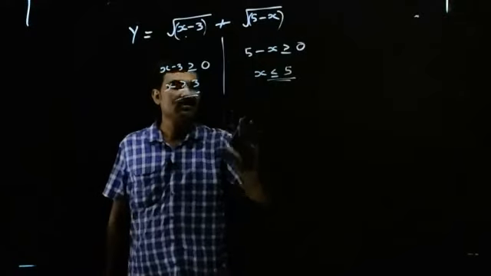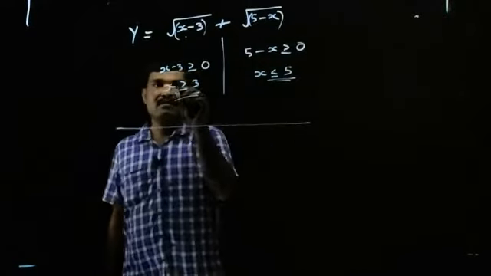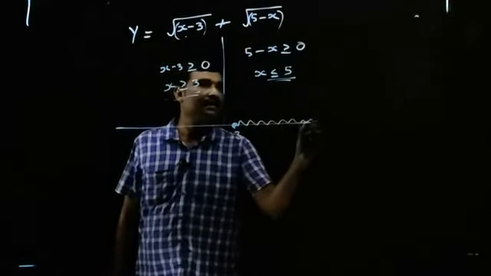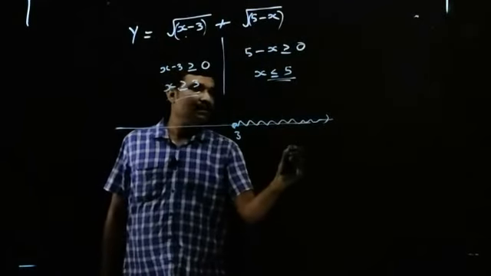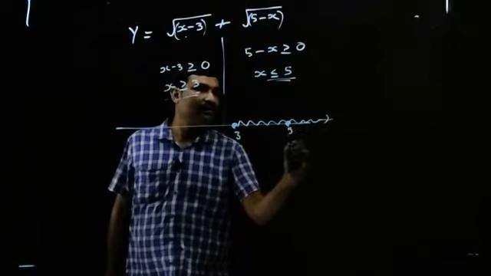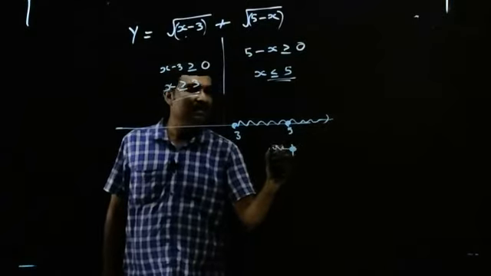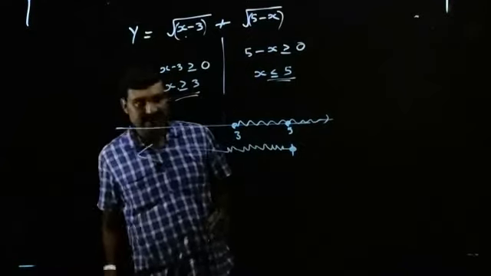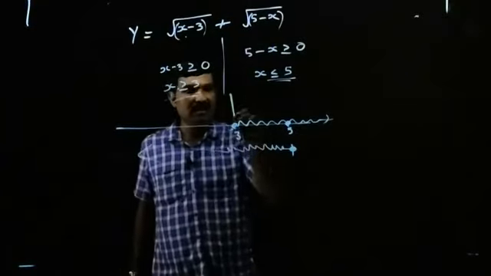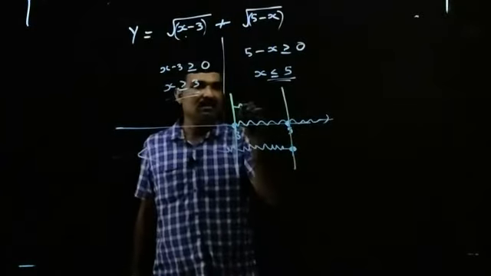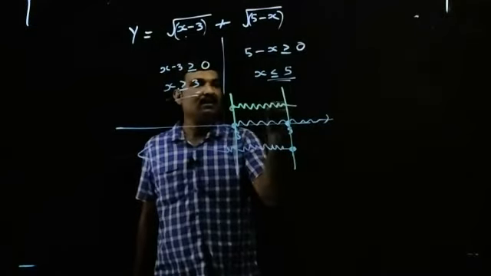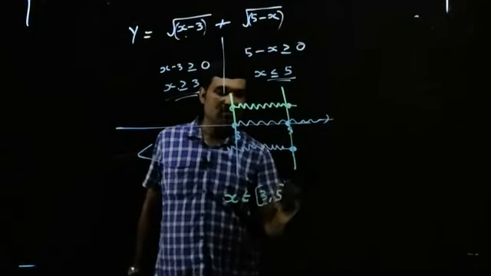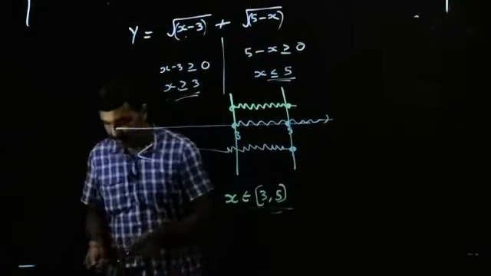Or x less than or equal to 5. So on the number line, we can represent this portion as we have 3. 3 is included, so all this section is greater than 3. For this section, we can write 5. 5 is included. All this section is less than 5. So by combining these two, or the intersection of these two, we will get the domain as this portion. This portion is in between 3 and 5. Both 3 and 5 are included. So we can write x belongs to the closed interval 3 to 5. Right, a simple problem.